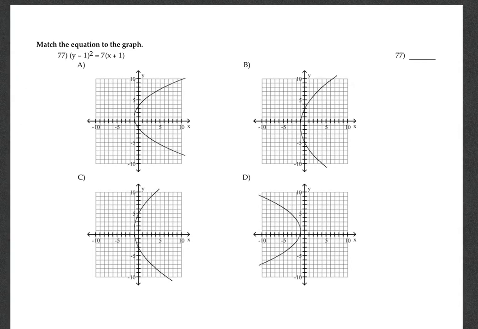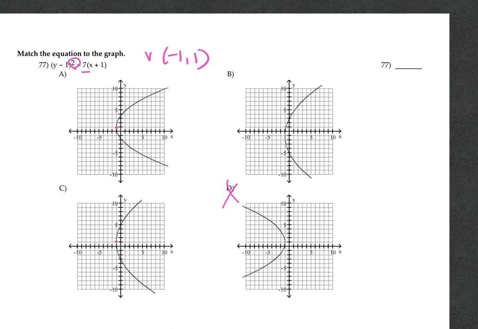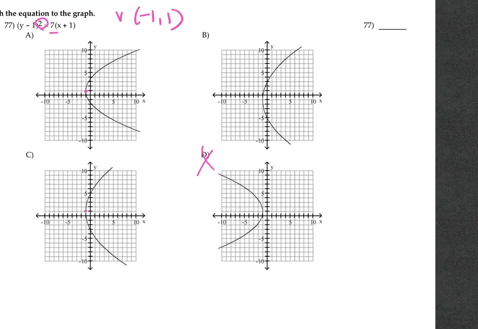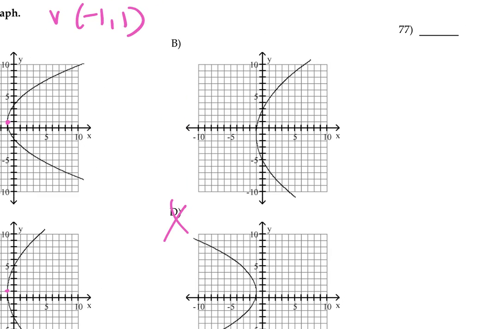77 says match the equation to the graph. So this is a parabola that faces to the right. It's got a y squared and a +4p. That already rules out D. My vertex would be -1, 1. This looks like this would be at -1, -1 here. So I can rule out B.